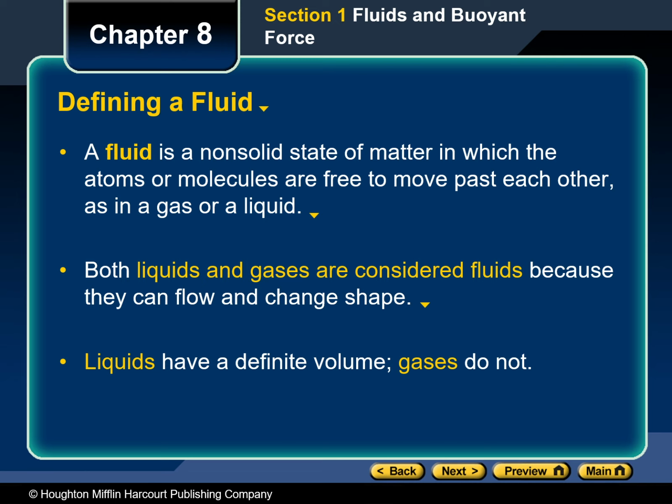One property they have in common is the ability to flow and to change their shape. Gases and liquids are fluids because the atoms or molecules are free to move past each other. Solid objects are not fluids because they cannot flow. Solids have a definite shape.